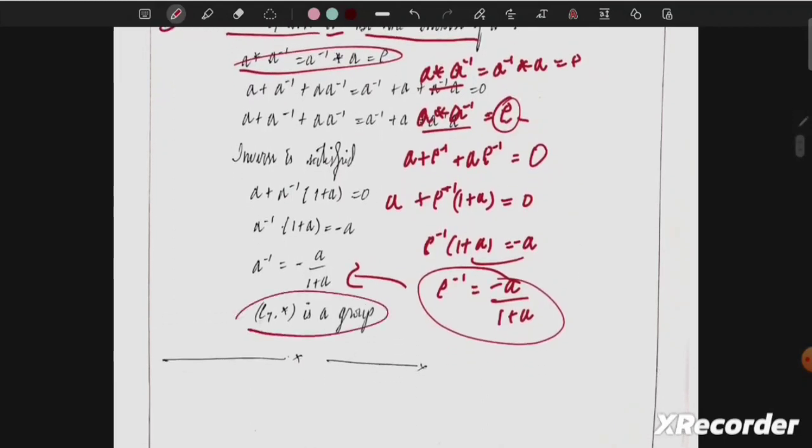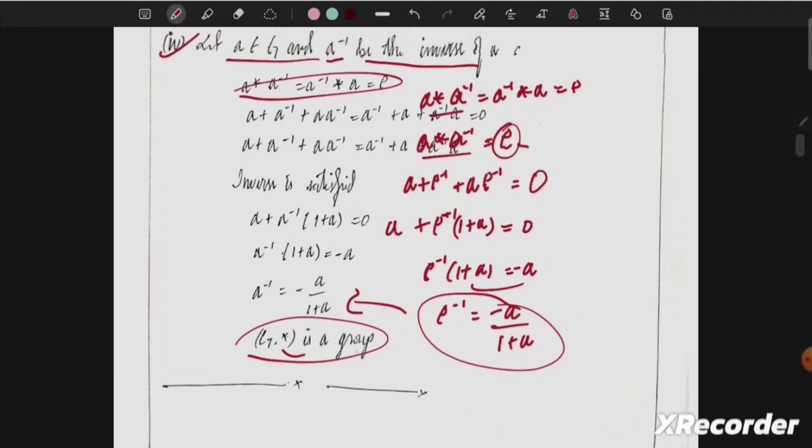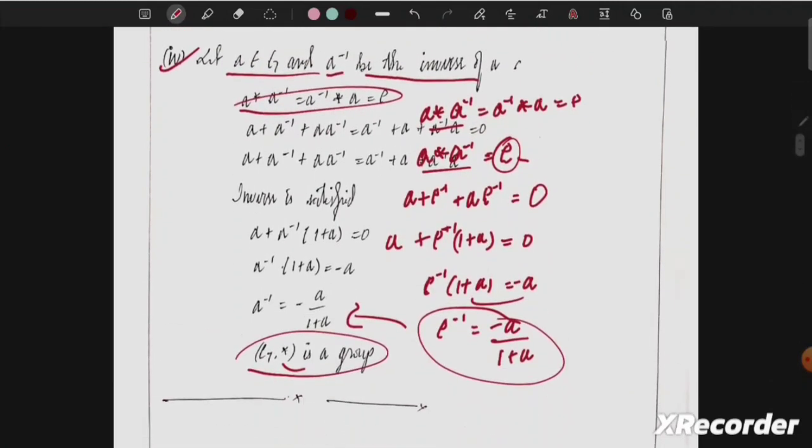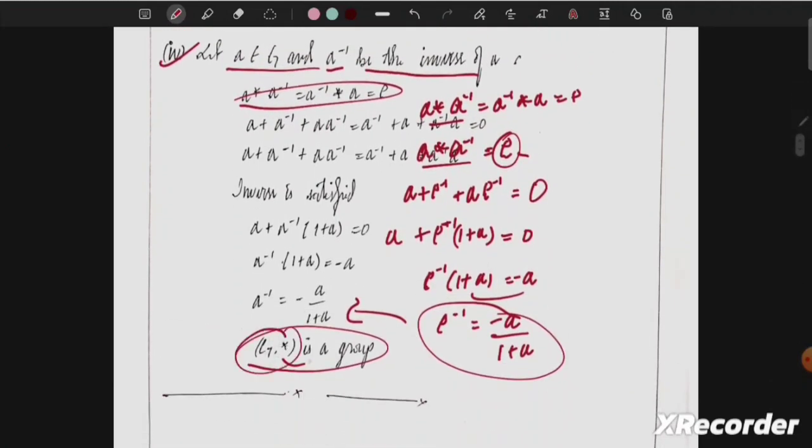Now the group G star is a group. We have proven that the group G star is a group.